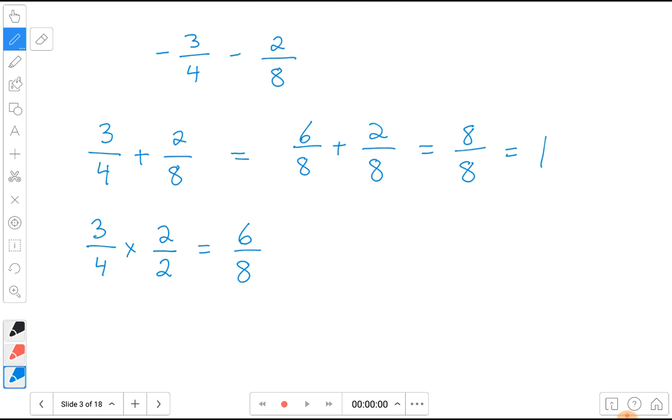8/8 is 1. So we're almost done. Remember, these were both negative, so we change the sign at the end. So negative 3/4 minus 2/8 is actually equal to -1. Take the 1 and change the sign at the end.